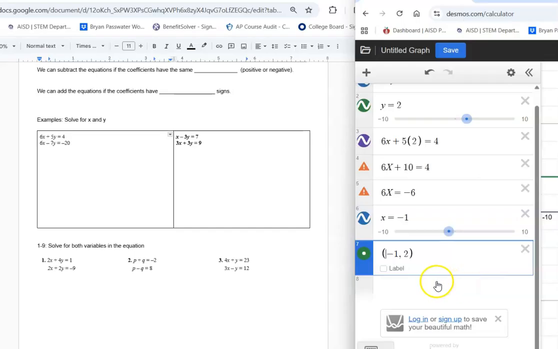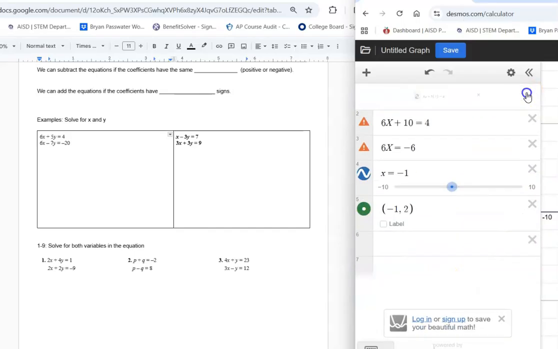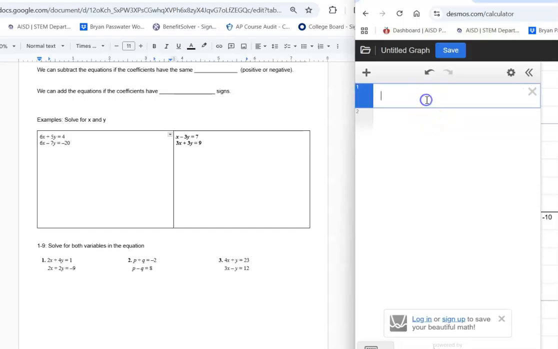And now for the other example, what you do is, what variable have common coefficients? Y does. They both say 3. The problem is one of them is positive and one of them is negative. So this would be an example of you would add them.